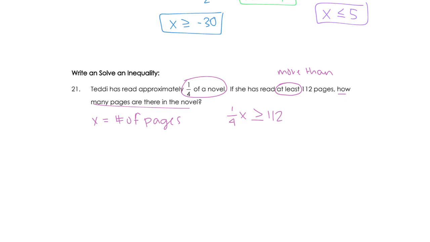So now that we have our inequality set up, we're going to start solving this. I'm going to multiply both sides by the reciprocal, which would be 4, technically 4 over 1, but I'm just going to leave it as a 4 here. So my 4s cancel out. We have x is greater than or equal to 112 times 4 would be 448.